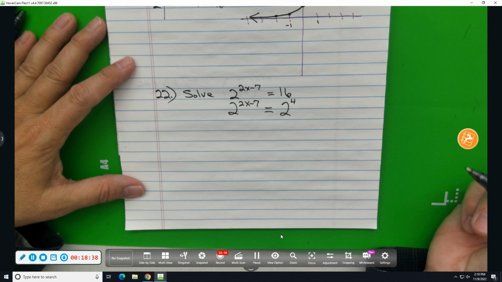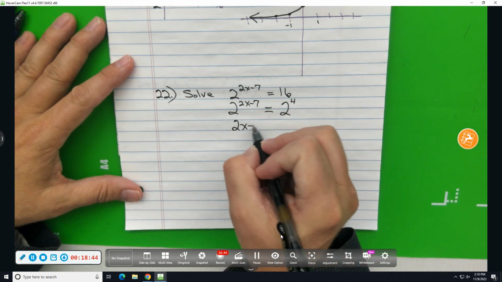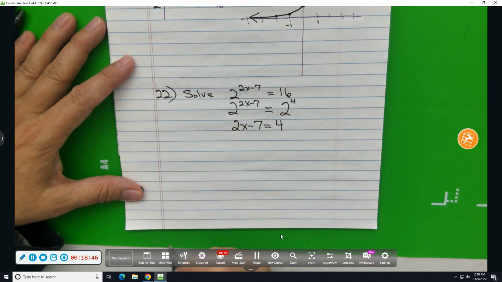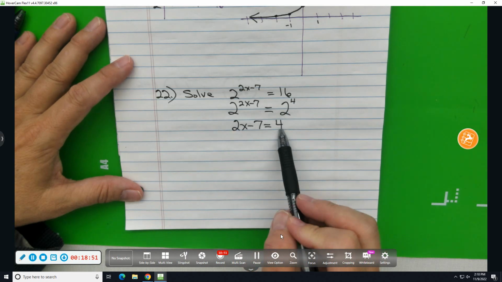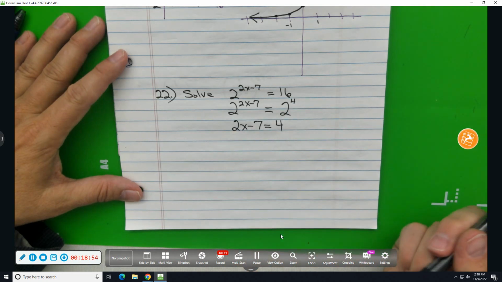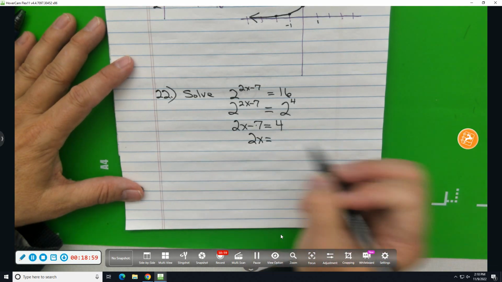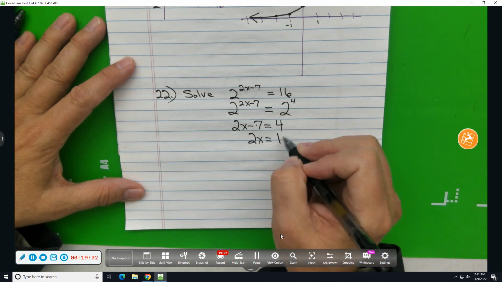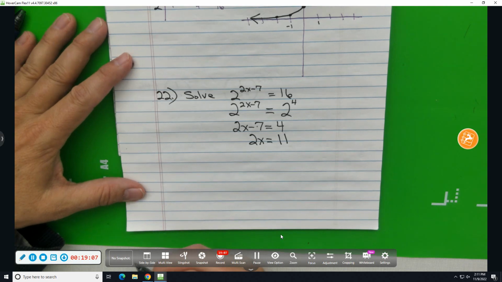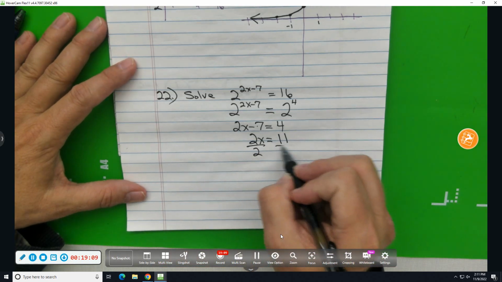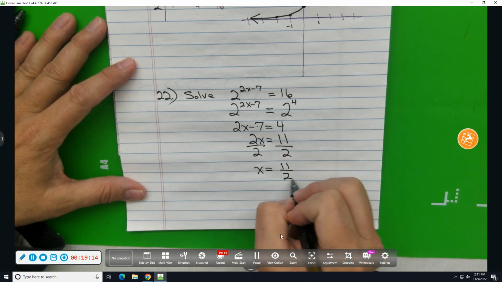gives us 16. And once you have the same base on both sides, just drop the bases and set the exponents equal. So we dropped the 2's, set the powers equal, and it's a linear equation. We know how to solve that. Move the 7 over to give us 2x equals 11. I agree. 4 plus 7 gave me an 11. And then divide. Correct. Divide by 2 to give us x equals 11 over 2.